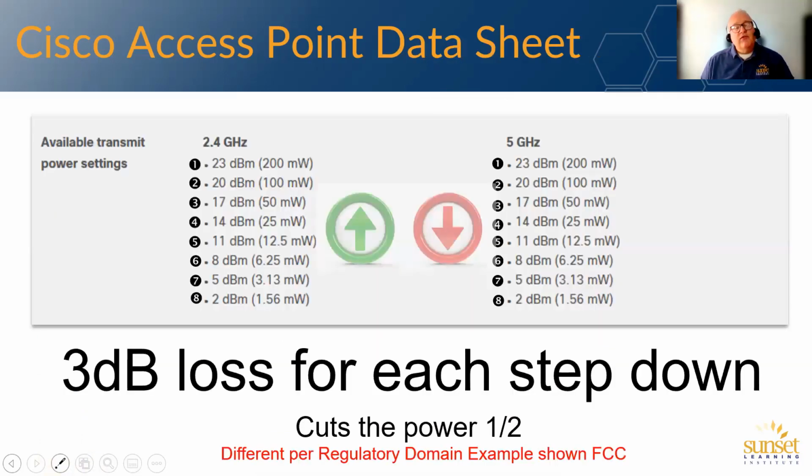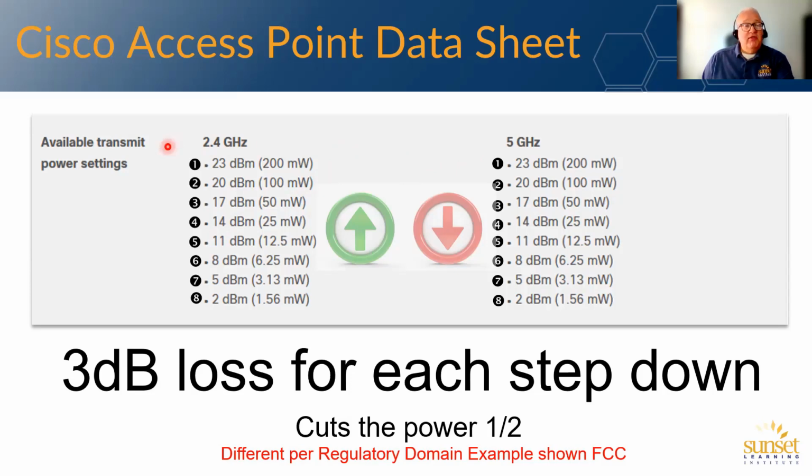So what do we have to do? We had to take a look at the data sheet. I downloaded a data sheet from a Cisco AP, and that's what you're seeing here on the screen. What I added here were these numbers 1 through 8, 1 through 8 for 2.4 gigahertz and 1 through 8 for 5 gigahertz.